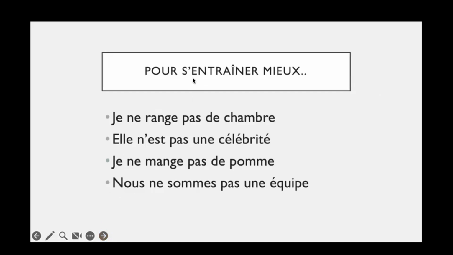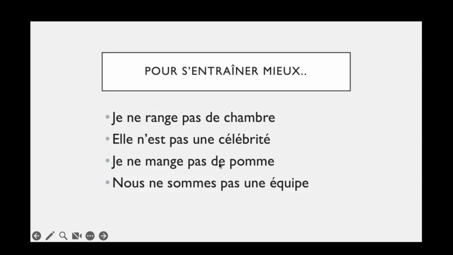Okay. Pour s'entraîner bien, for better practice, je ne range pas de chambre. Remember, I do not arrange or I do not set up a room. So although इसमें हमने a कहीं लगाया नहीं है, बट इंग्लिश में हम सेंटेंस करेक्ट ही बोलते हैं, बट फ्रेंच में je ne range pas de chambre. Next, elle n'est pas une célébrité because this is the verb être यहाँ पे, therefore une célébrité will be correct. बट यहाँ पे अगर est नहीं होता और कोई और वर्ब होता तब यहाँ पे une नहीं आता, राइट? Je ne mange pas de pomme. I do not eat apple.